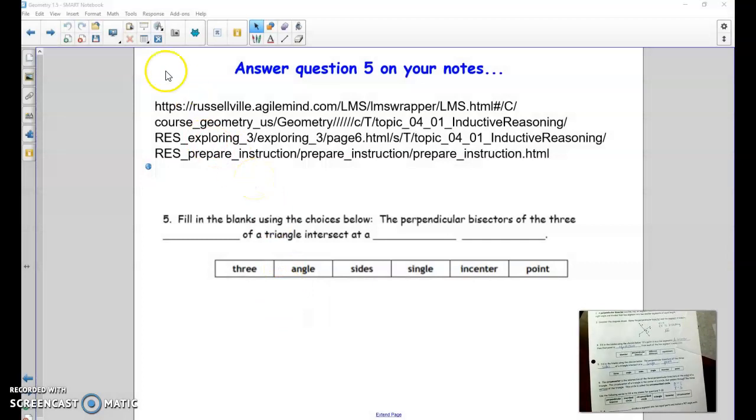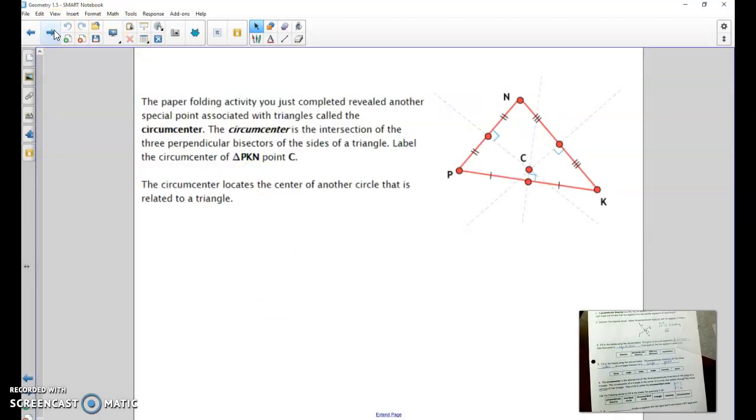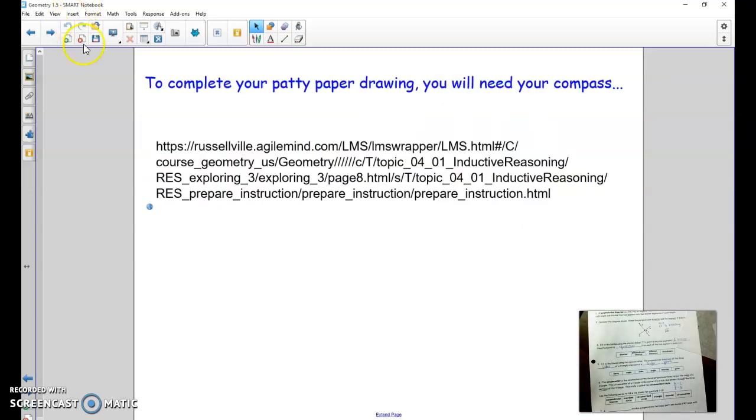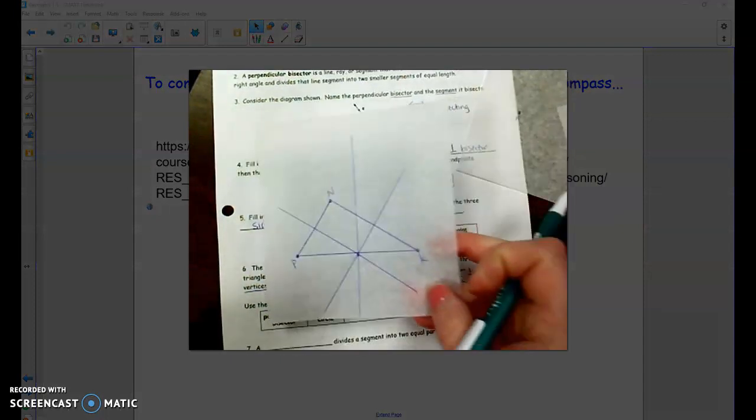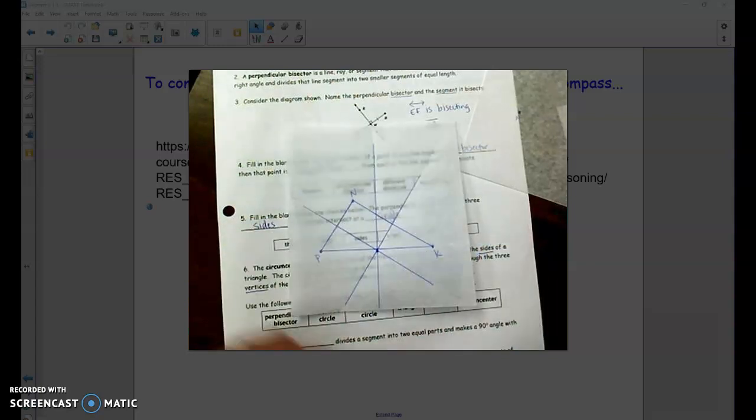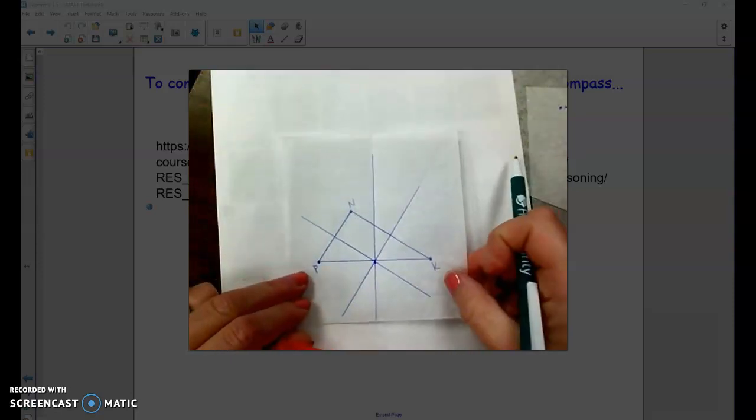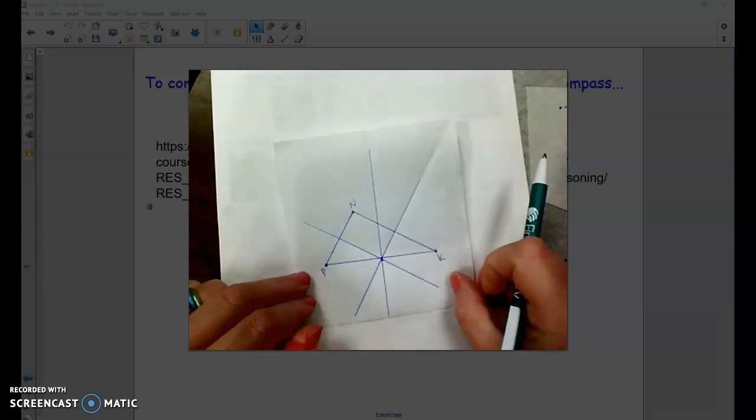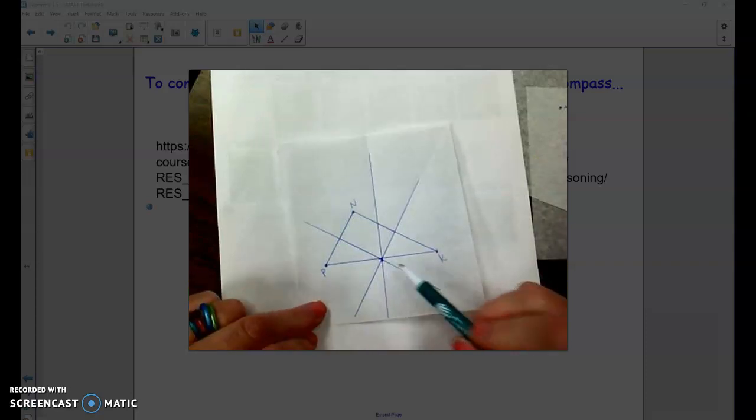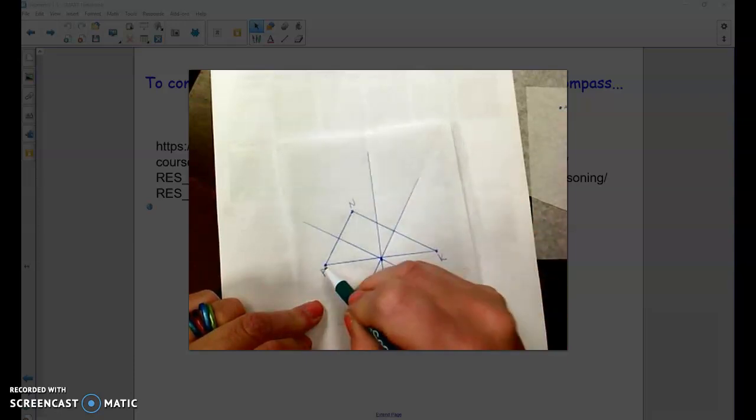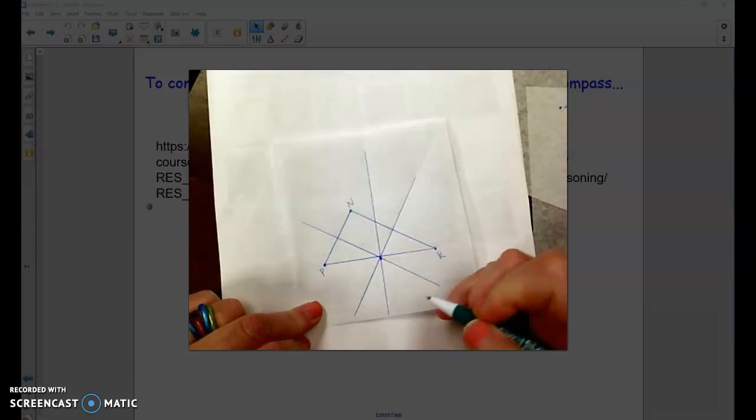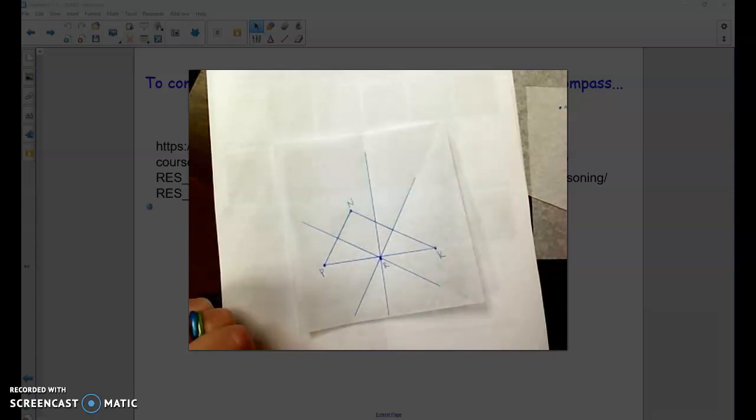So we already answered number 5 in our notes, and now we're going to draw that circumcenter. The last thing we're going to do with our patty paper is draw that circumscribed circle. This is a little bit easier of a drawing than the angle bisector. Remember, for the angle bisector, you had to create that perpendicular distance that you used as your radius. We don't have to do that on this one. The radius is simply the distance from this point to any of the vertices. I'm going to label this point in the center; I'll call it point R to have something to talk about.